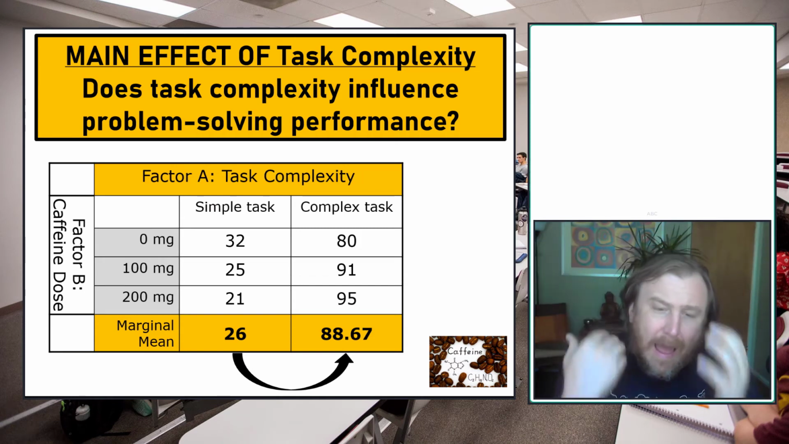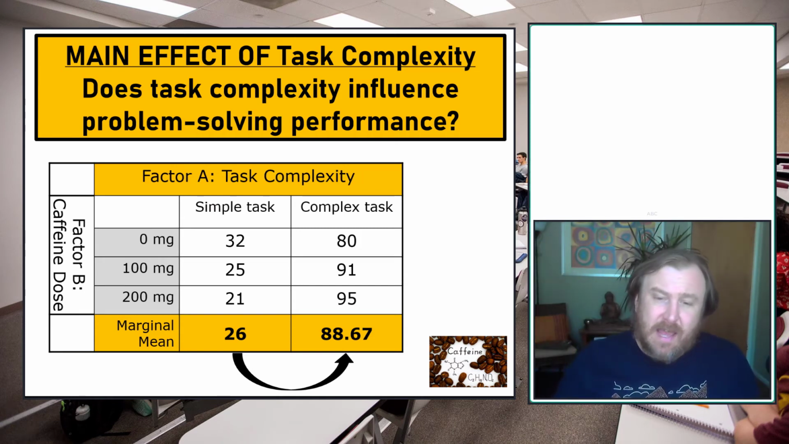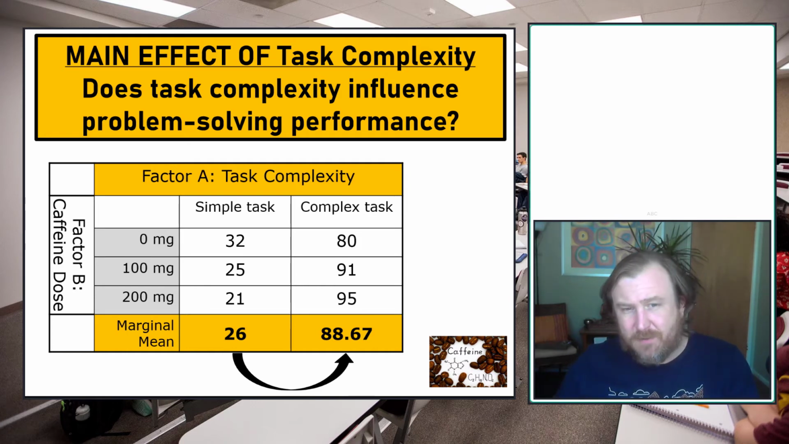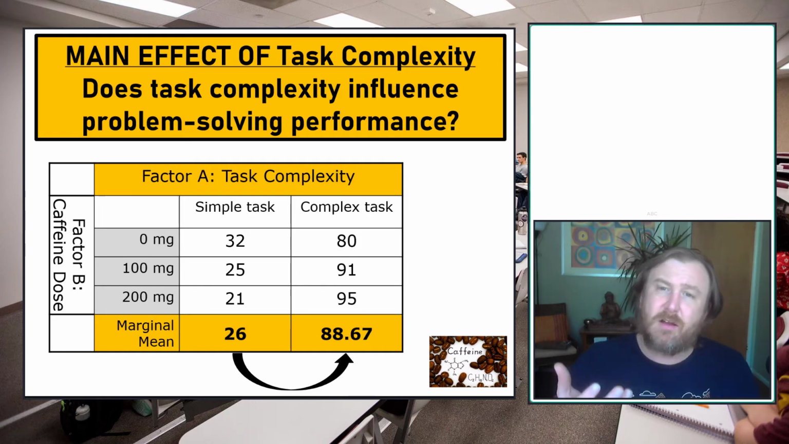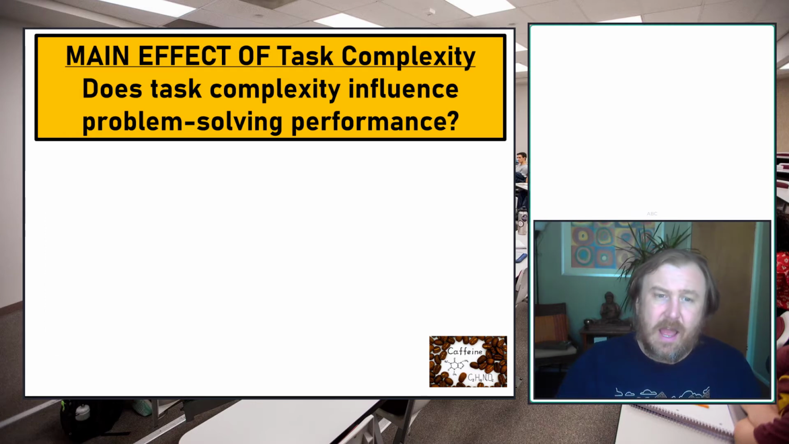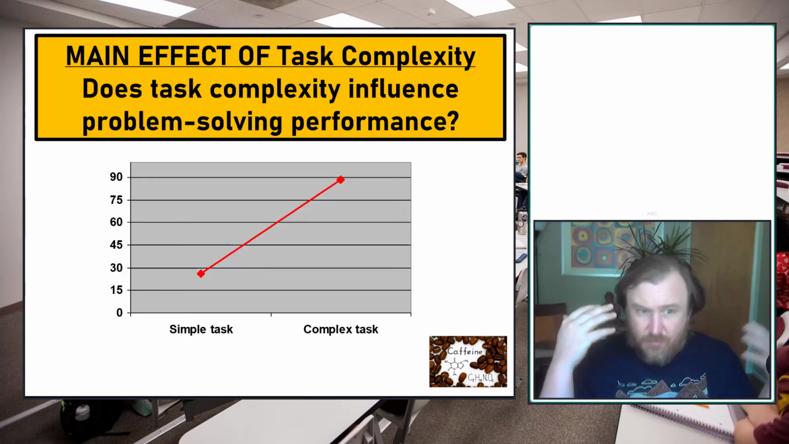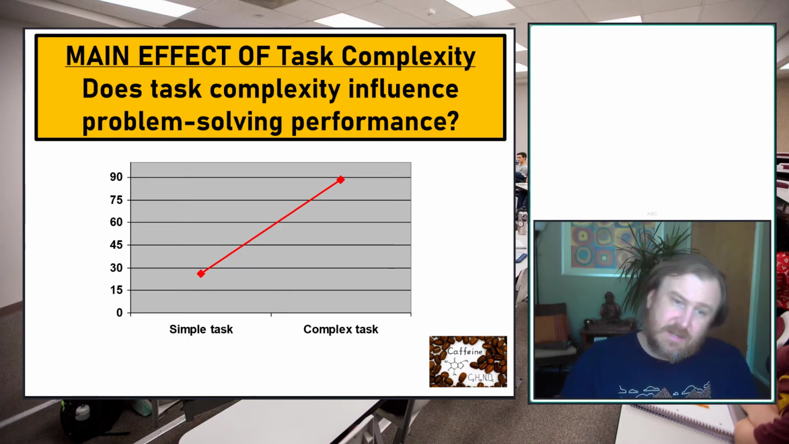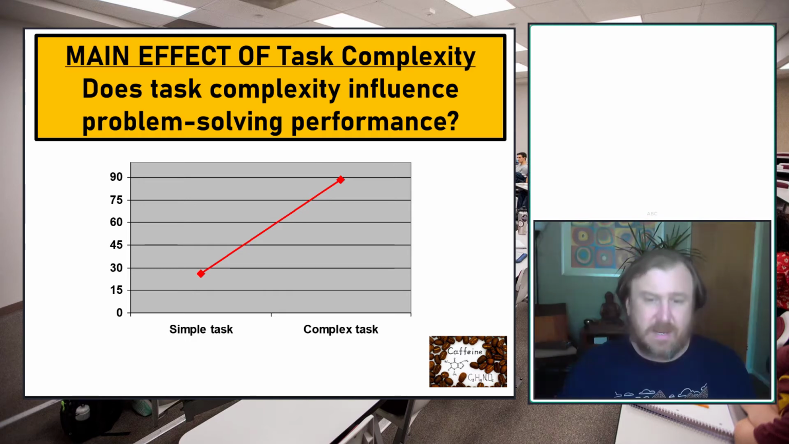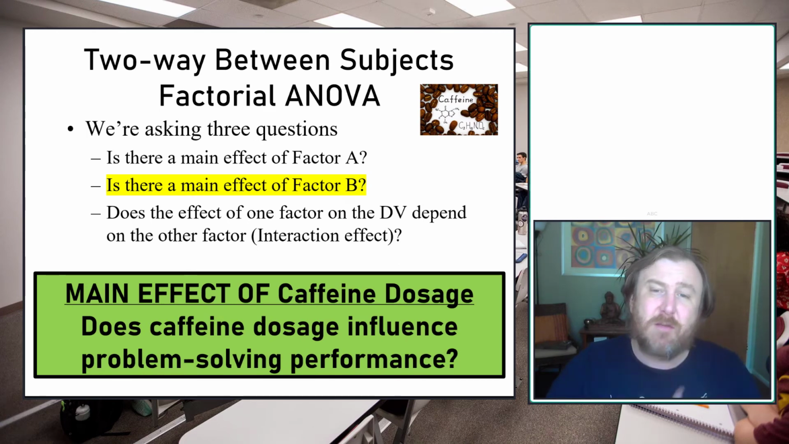So just eyeballing this, we can say, oh, it looks like simple tasks scored lower than complex tasks. And we can plot that out in a graph, and clearly we see this angled line, simple tasks lower than complex tasks. So the next question is, is there a main effect of factor B?